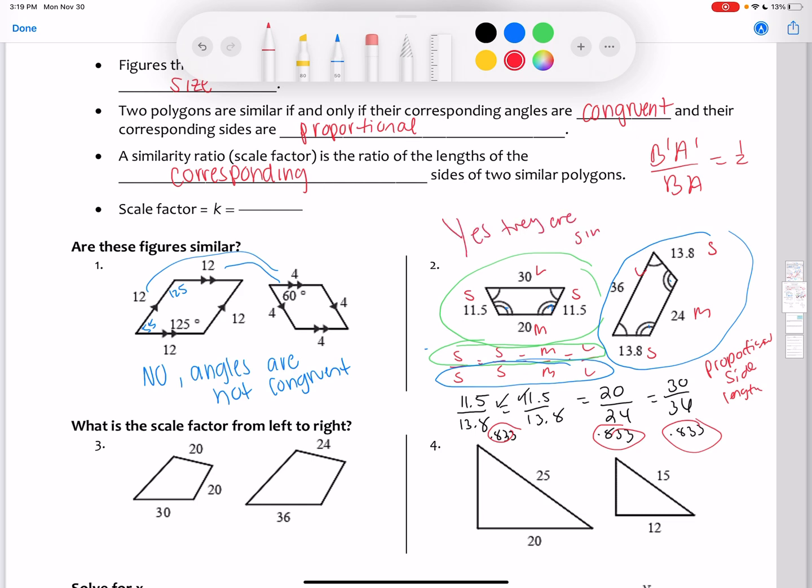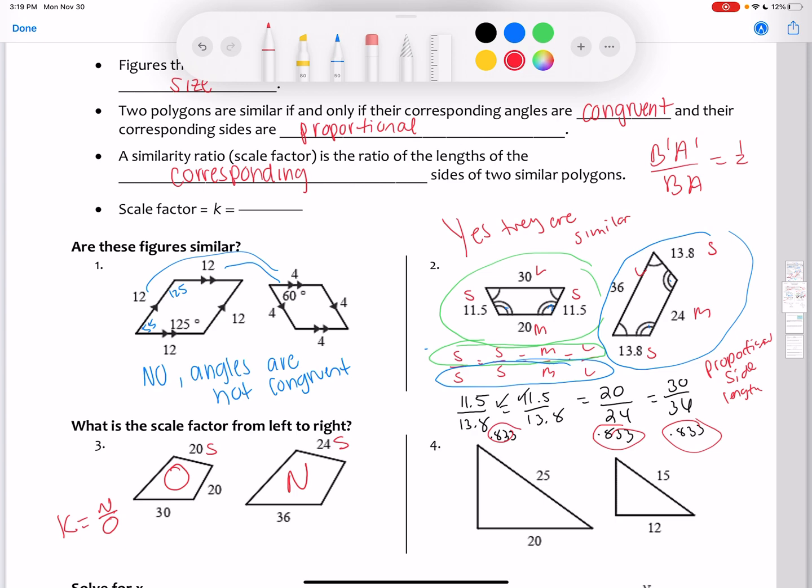So when you're checking to see if something's similar, you have to verify that all of the sides satisfy that proportionality. All of the angles satisfy the congruency. All right, so what's the scale factor from the left to the right? Okay, so again, I'm going to do my small side to my small side. If I'm going from the left, this means it's my old image, this is my new image. So I always do my scale factor is new over old.